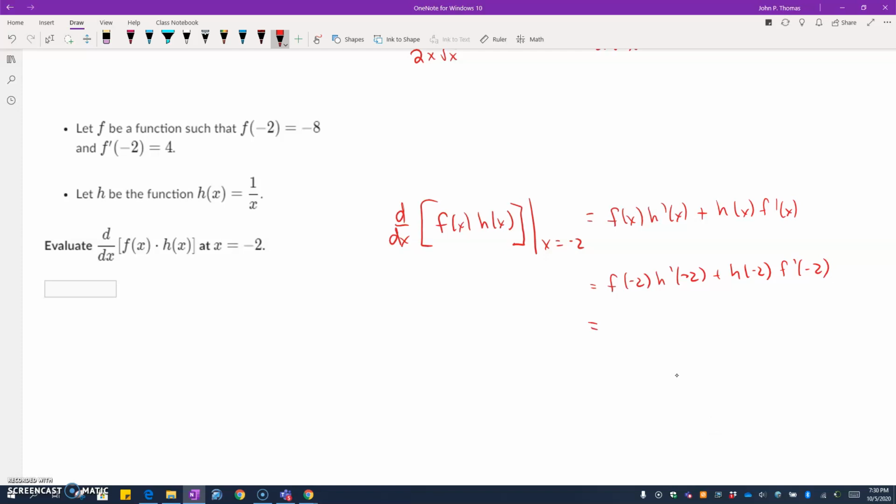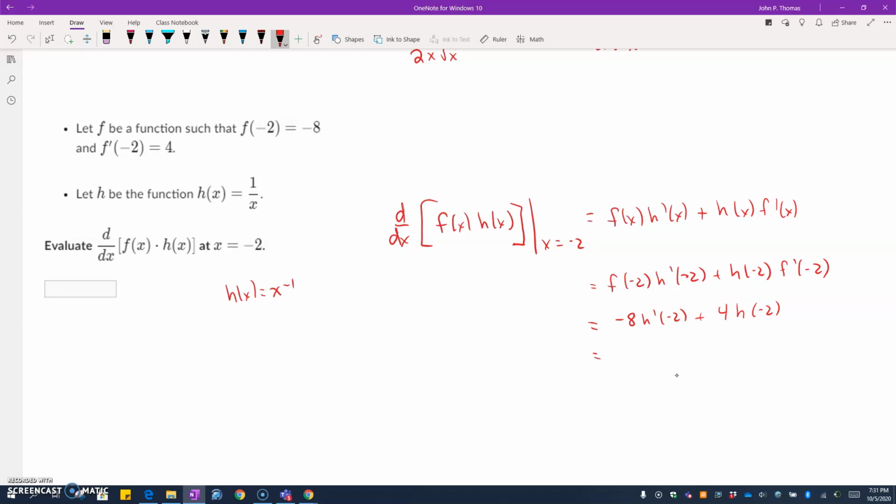First thing we know is f of negative 2 is negative 8. So you have negative 8, h prime of negative 2, plus, and back over here we also know that f prime of negative 2 is 4. So we can rewrite that as 4 times h of negative 2. I'm going to use h now, and h of x is defined as x to the negative first.